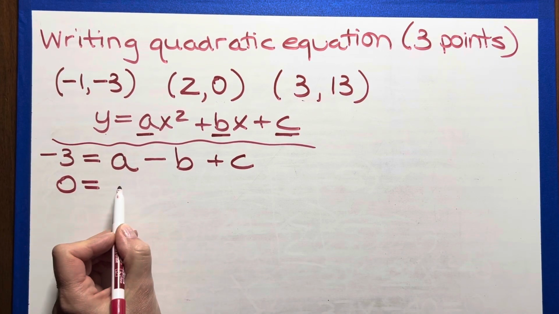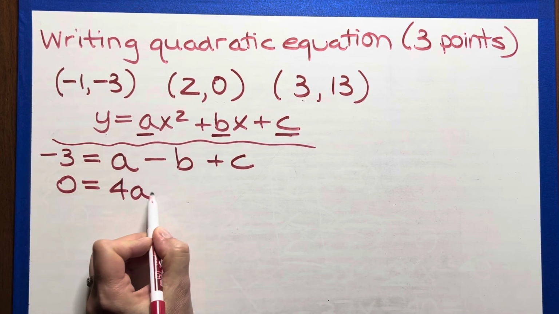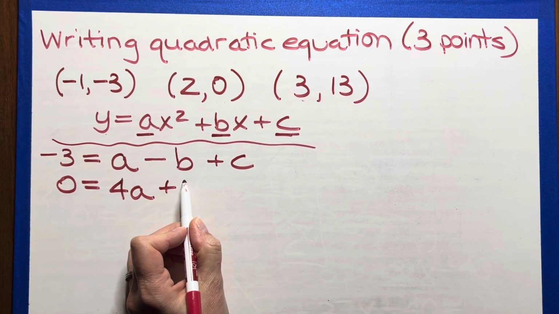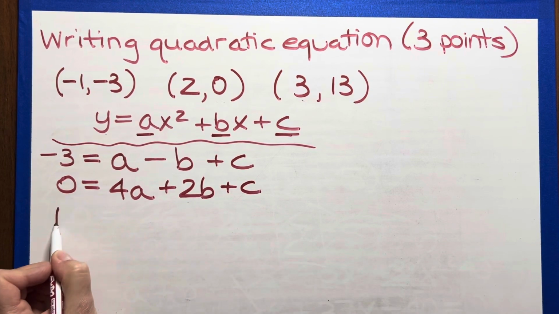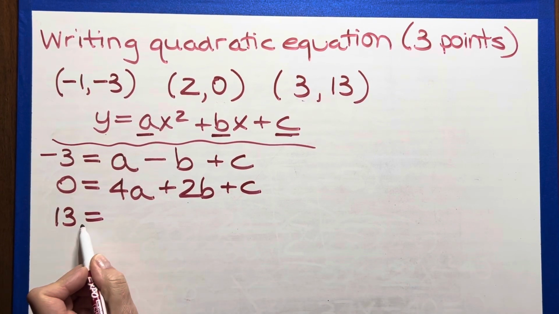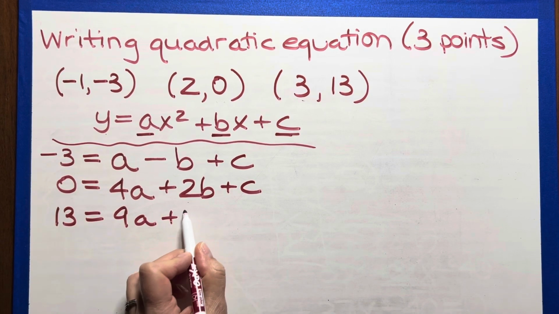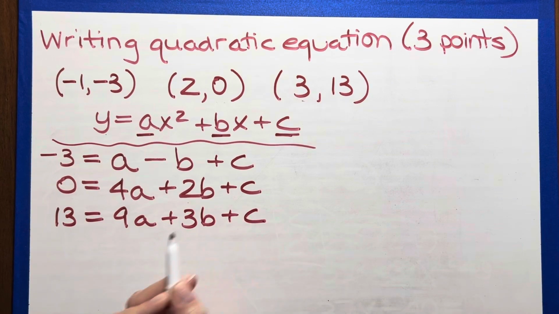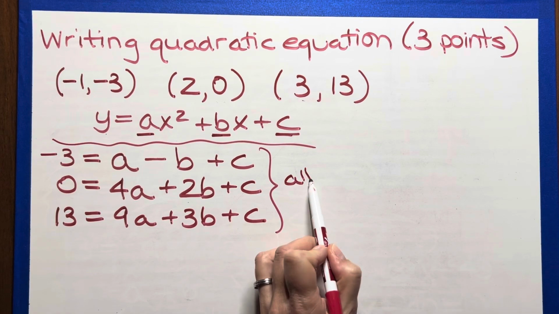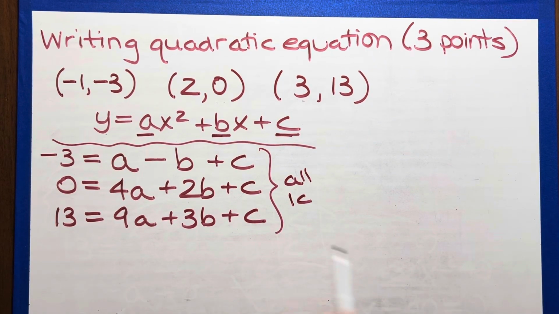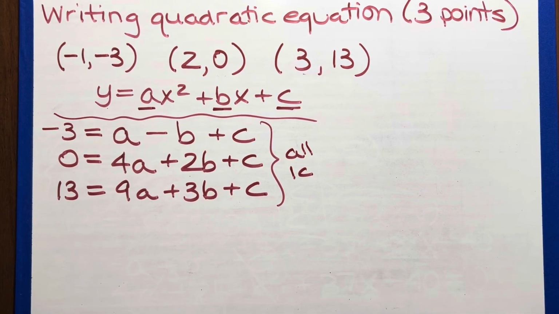So 0 equals, I'm going to square the 2, so 4a. Then I have an x times the b, so 2b plus c again. And the last one, y equals 13, equals 9a, then I will have a plus 3b and then plus c. So notice how all of these just have a 1c. That's going to be our easiest variable to eliminate, so I'm going to start off with that.